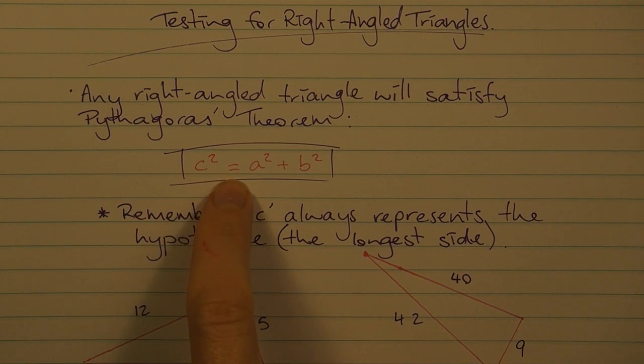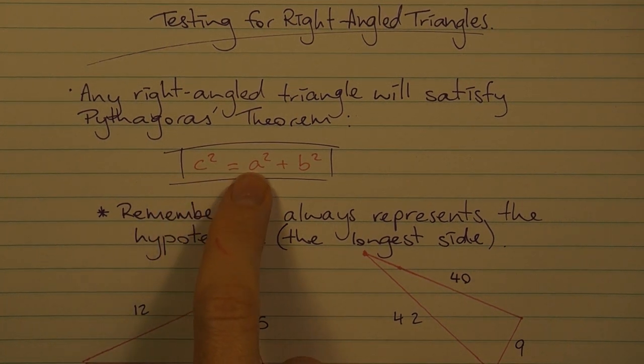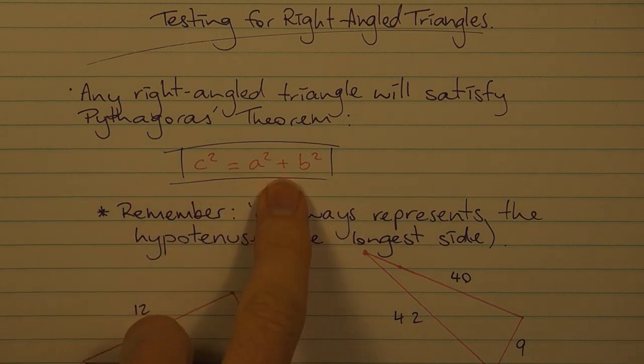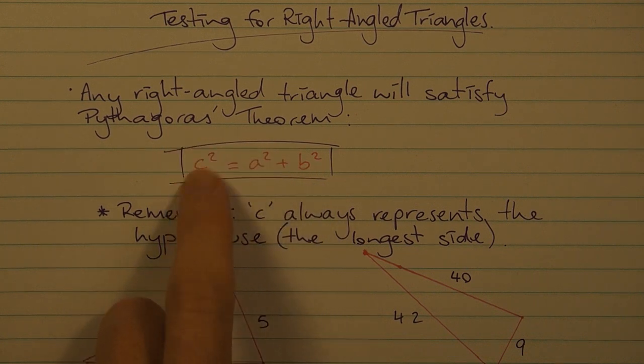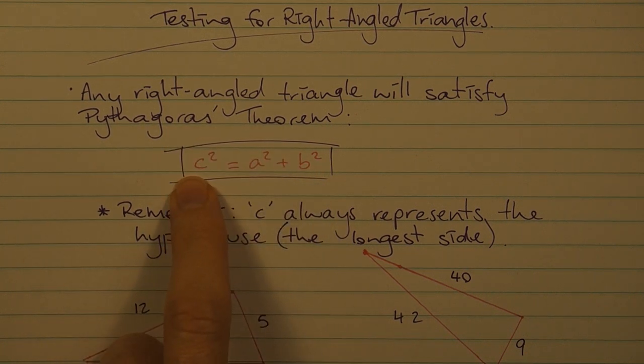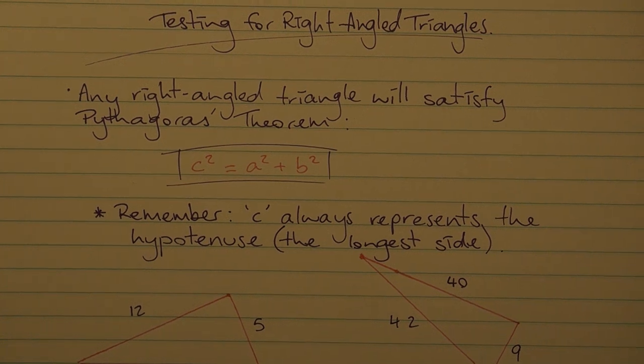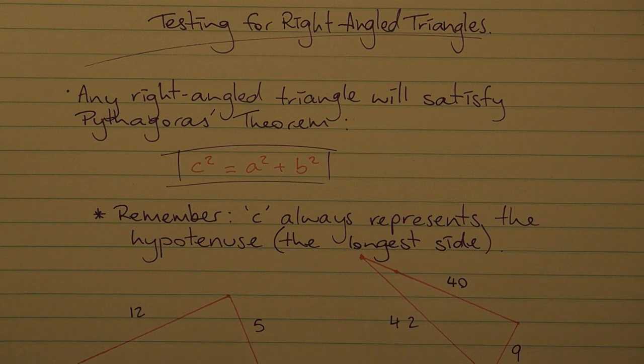Remembering we write Pythagoras' Theorem as c squared is equal to a squared plus b squared. It doesn't matter which side a and b is representing, but c, remember, we use to represent the hypotenuse. So c is always going to be the hypotenuse. How do we know which one's the hypotenuse? Well, the hypotenuse is the longest side. It's also located opposite the right angle.